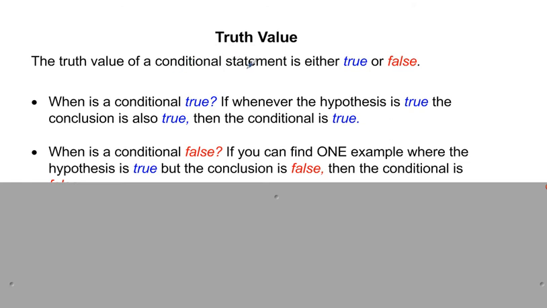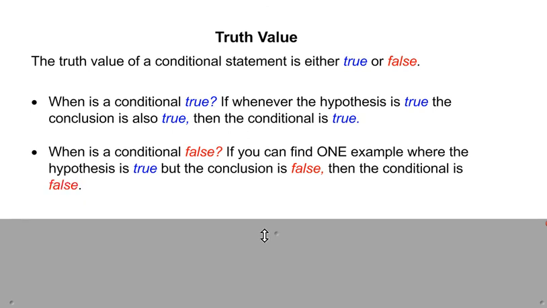Okay, so we talked about truth values. But what about truth values in conditional statements? The truth value of a conditional statement is either true or false. When is it true? You should be taking all this down in your notes, by the way. When is a conditional statement true? If whenever the hypothesis is true, the conclusion is also true, then the conditional statement is true. When is a conditional false? Well, a conditional is false under the following circumstances. If you can find one example where the hypothesis is true but the conclusion is false, then the conditional is also false.